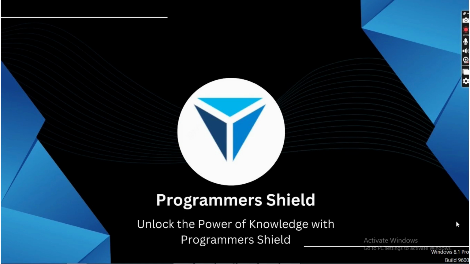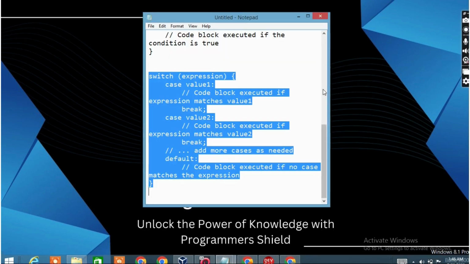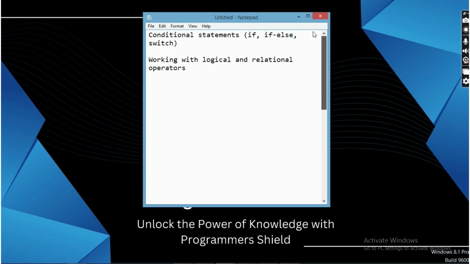In this exciting installment of the Mastering C Programming course, we are going to learn about decision-making statements and logical and relational operators. So let's get started. Firstly, we are going to review the topics for today's class. These are the topics for today's class: conditional statements, if, else, switch, and working with logical and relational operators.